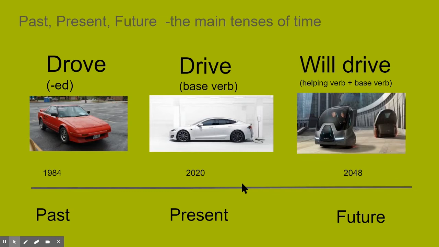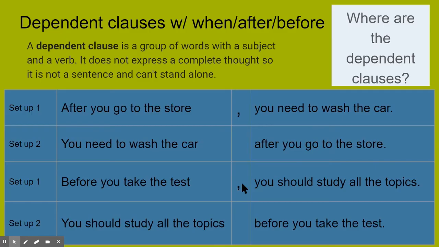With the past, we're using the ED ending, except for our irregular verbs. And with the future tense, we need to have a helping verb, which is usually will. It can also be am with the subject I.